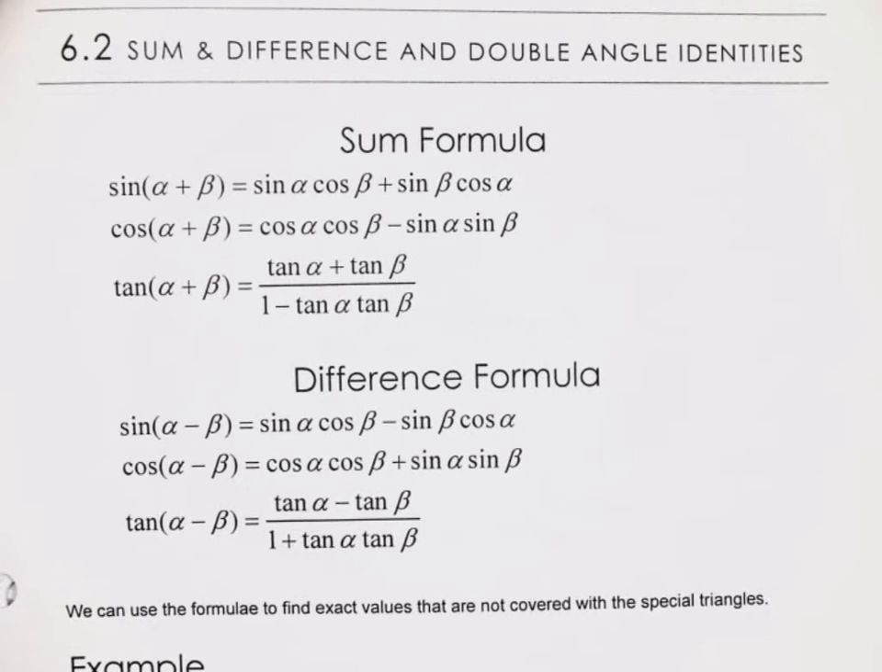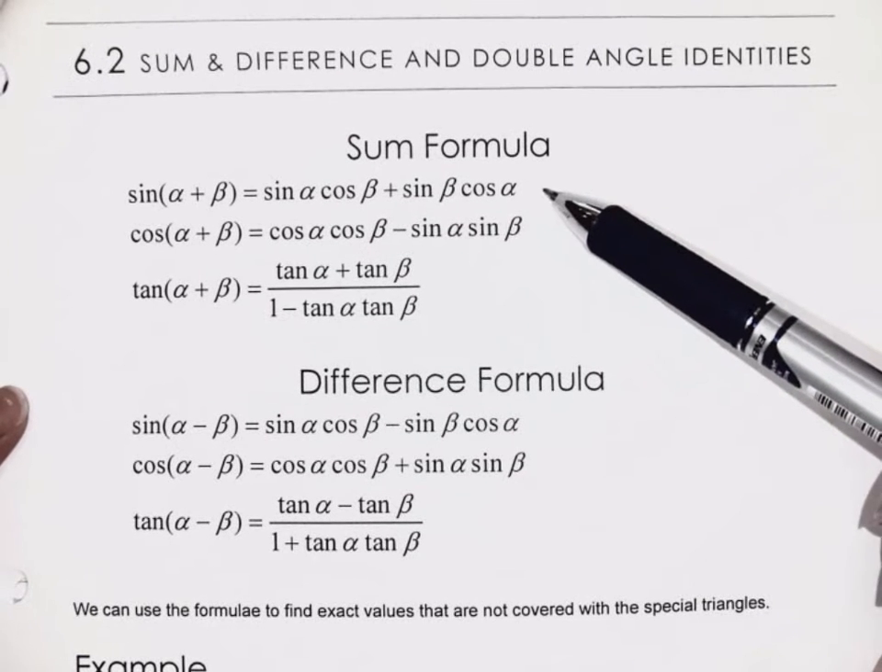Okay, here we go. So there will be times where I give you an angle and I want an exact value, but it's not an angle on the unit circle. But if you took two angles from the unit circle, you could either add or subtract them and get that angle, then you can use the sum or difference identities. So that's what these are.